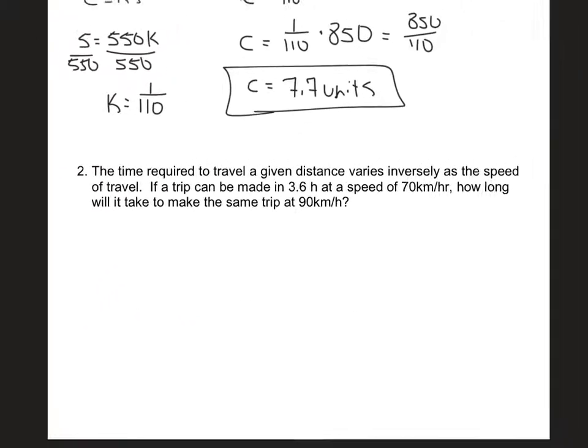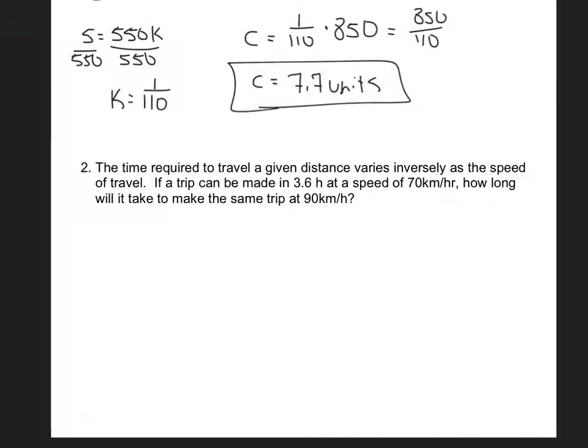Same thing happens on the next one. The time required to travel a given distance varies inversely as the speed of travel. So really, we just need to think of the two things. I'm going to say T, time, varies inversely as speed of travel, so I'm just going to say S. So T equals K over S, because inversely is the fraction. And then we just work the problem.